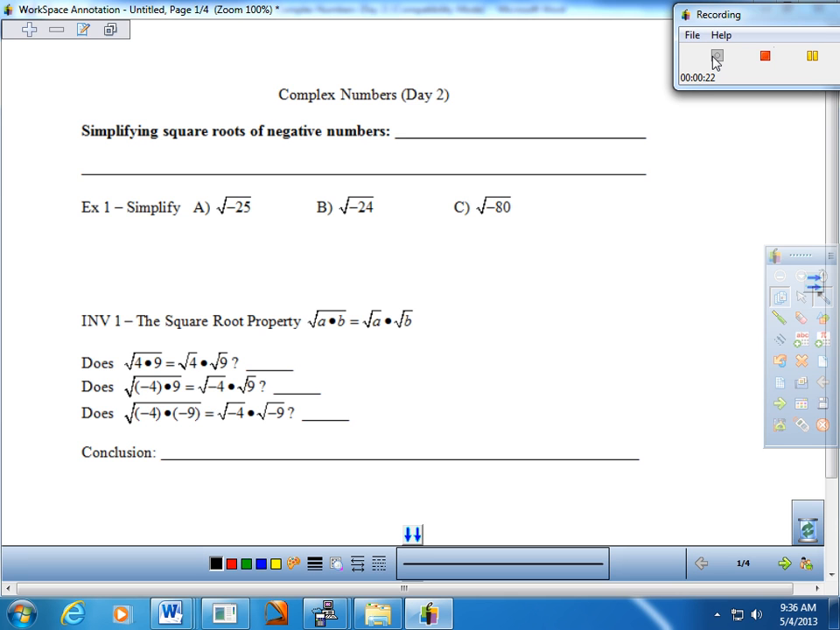I've got at the top here simplifying square roots of negative numbers. And what we're going to do essentially is use that nice product property that we did before when we worked with square roots and also radicals, if you remember, that family of expressions. So we're going to use the product property and basically start talking about i as a factor. Okay, so use that product property to write i as a factor.